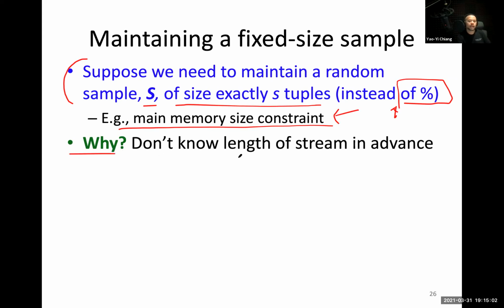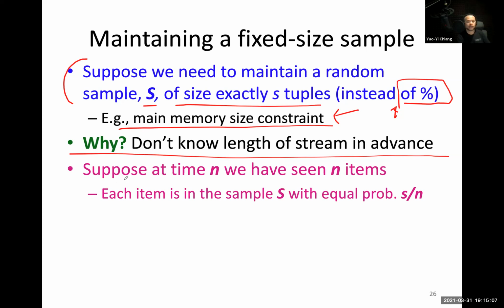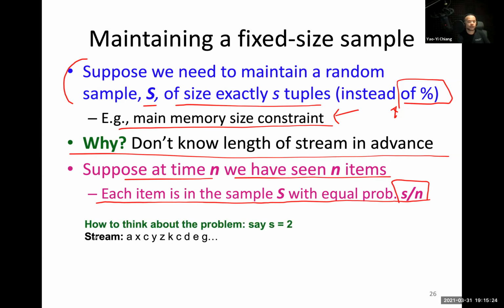This is mainly because we do not know the length of the stream in advance. Suppose at time n, we have seen n items. Each of the items is in the sample S with an equal probability S over n, right? That's easy to understand. So if we think about this problem, let's say your sample size is 2. You only have 2 tuples of memory space to store your sample. And this is your data stream.